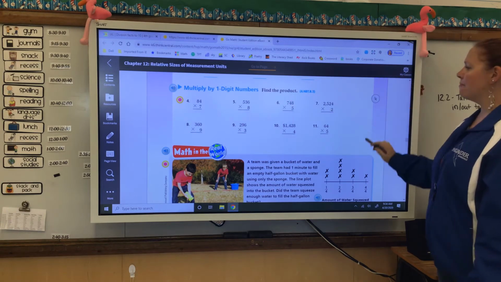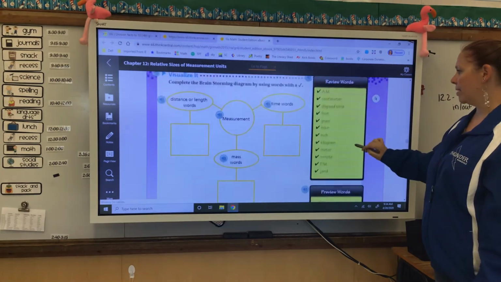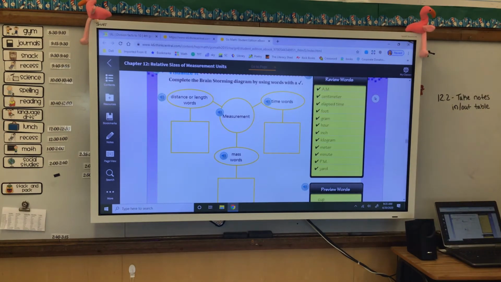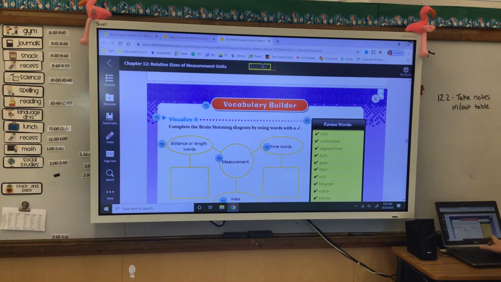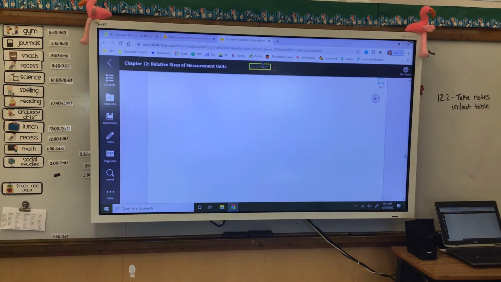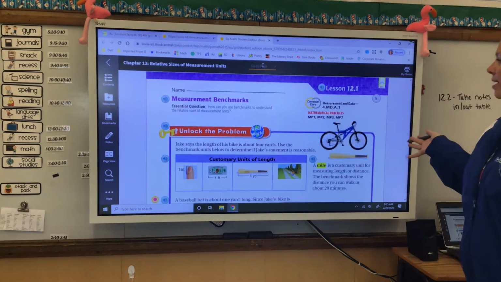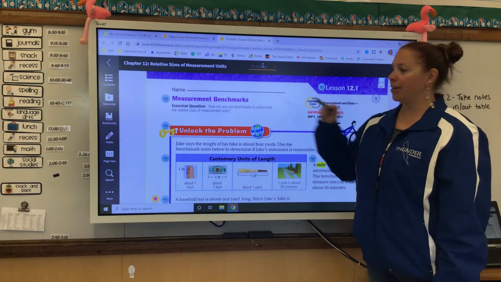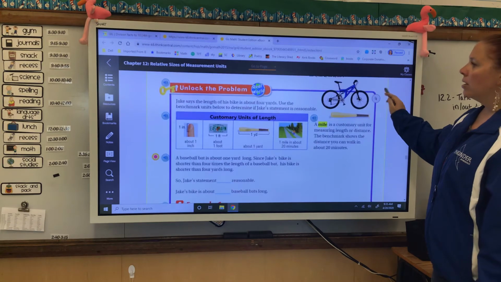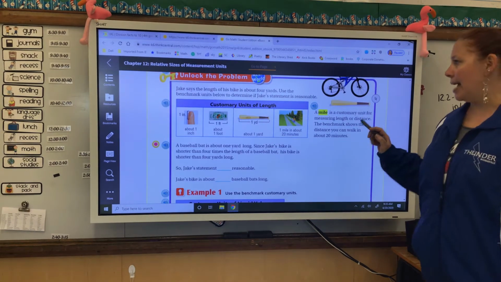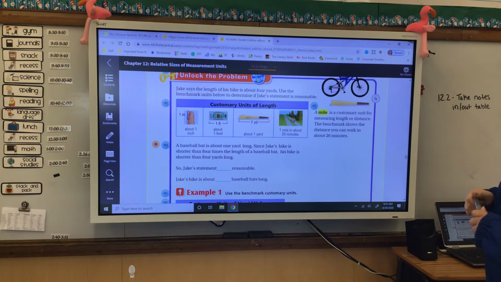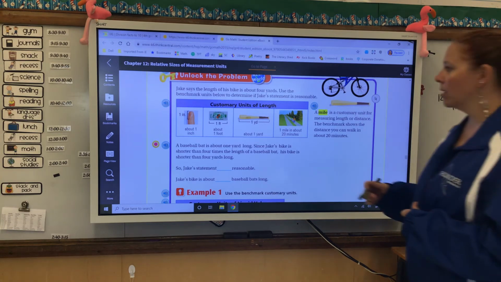So now that we've got some review out of the way, we've got our brains clicking, okay, we're going to skip right over to 12.1, which is on page 641. All right, so 12.1 is going to be about measurement benchmarks. So Jack says the length of his bike is about 4 yards. Use the benchmark units below to determine if Jack's statement is reasonable.